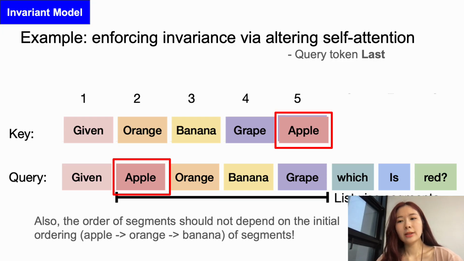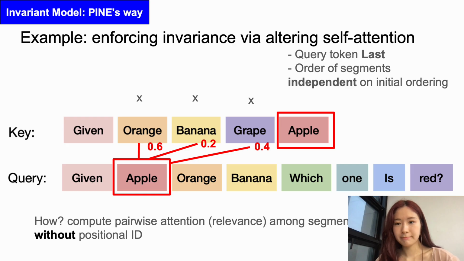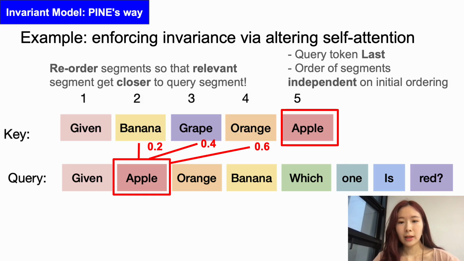Then we order the key segment tokens so that the ordering is not a function of the initial ordering of segments. So the ordering of orange, banana, and grape should not depend on the initial ordering, which was apple, orange, banana, and grape. In other words, the ordering between segments should be determined no matter what the initial ordering was. For Pine, they chose to use the attention values with positional IDs removed to get the invariant ordering. They compute pairwise attention among segments without positional ID and use that to order key tokens. Like this.